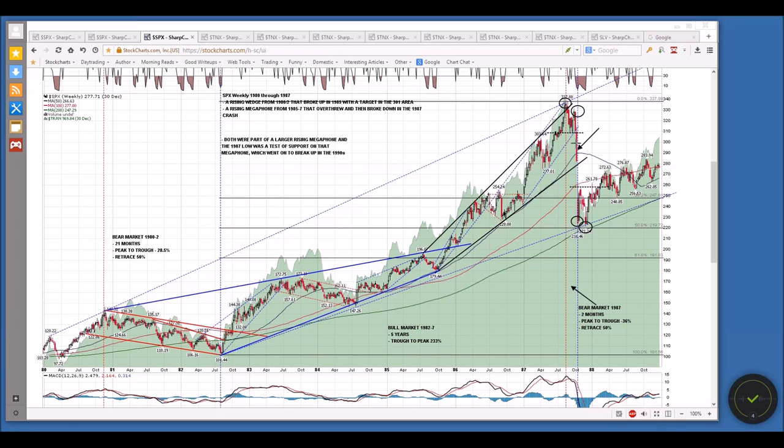You then break down almost to megaphone support and then it gaps through it. That's a very, very strong way to break a pattern, as long as the gap doesn't fill, which it didn't. Well, not until the low, obviously. It comes down and then touches rising support from 1982. Comes down, obvious area, rises from there, makes new high, and so on.